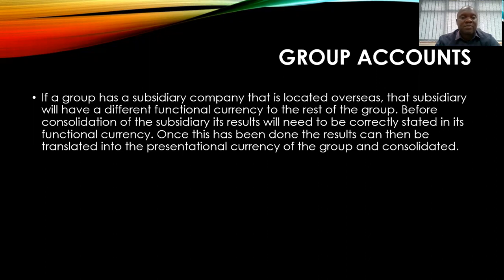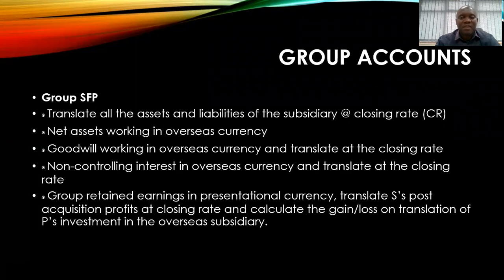Before consolidation of the subsidiary, its results will need to be correctly stated in its functional currency. Once this has been done, the results can then be translated into the presentational currency of the group and then consolidated. So in the statement of financial position, which is basically the balance sheet, you will need to translate all the assets and liabilities of the subsidiary at closing rate.